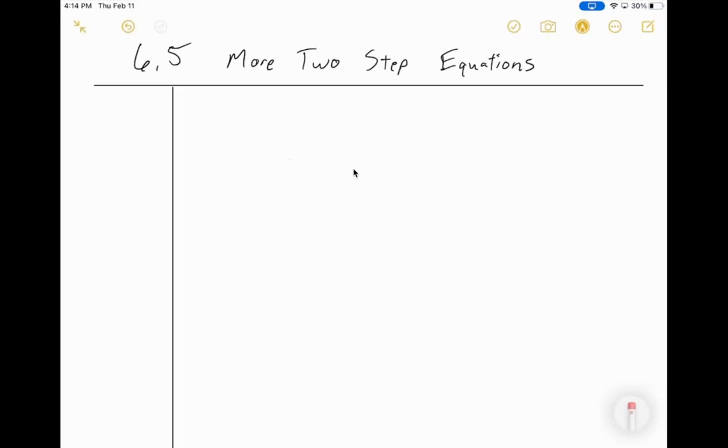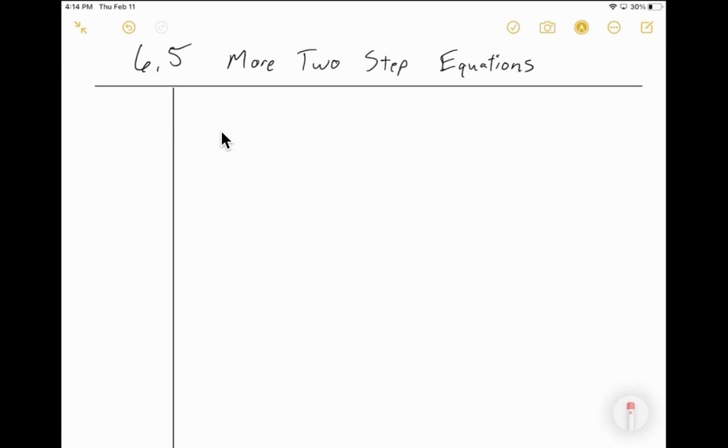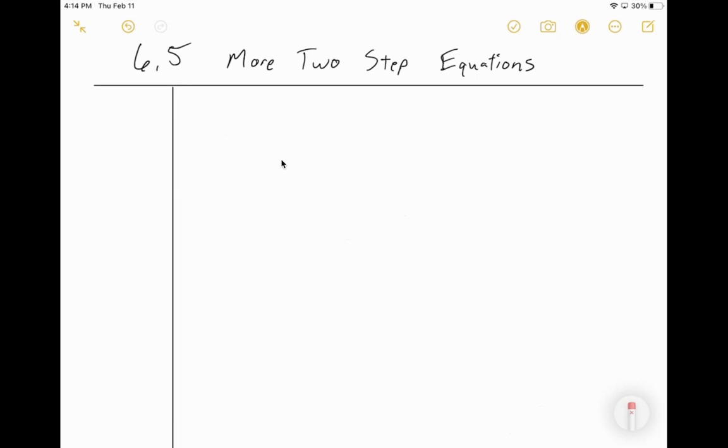All right, today we're going to look at lesson 6.5, more two-step equations. Similar to what we did before with two-step equations, the idea is that all you have to do is two steps and then you are done with the problem and you find the solution. Remember, finding the solution is just finding out what the variable means. So by the end, your answer should be x equals something or y equals something, whatever the variable happens to be.